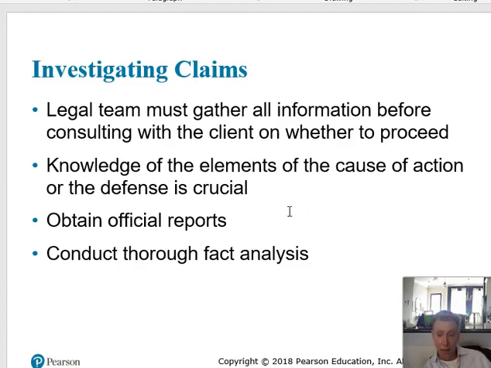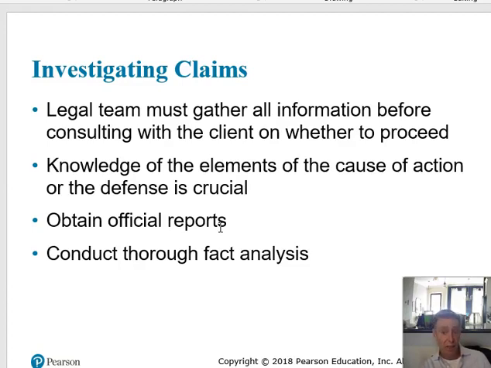Knowledge of the elements of the cause of action or the defense is crucial. So you need to get official reports, conduct thorough fact analysis, perhaps talk to other witnesses. Just make sure that this is a case, especially if it's going to be based on contingency. Is this worthy of your time and the expense that the law firm will go through in pursuing this case?